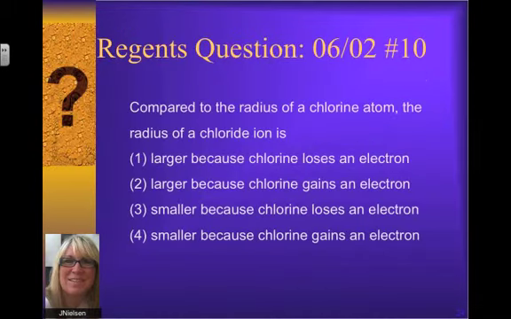Compared to the radius of a chlorine atom, the radius of a chloride ion is what? Well, chlorine's a nonmetal, so it's going to gain. The chloride ion is going to gain an electron, and when it gains an electron, it's going to get bigger. So choice 2.